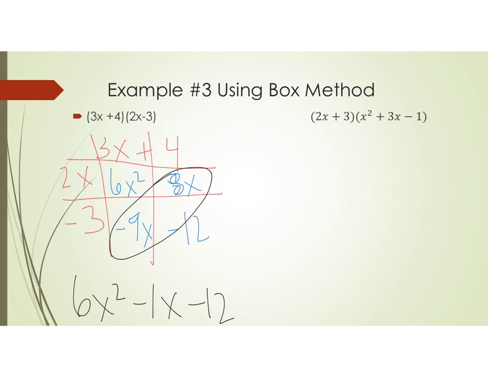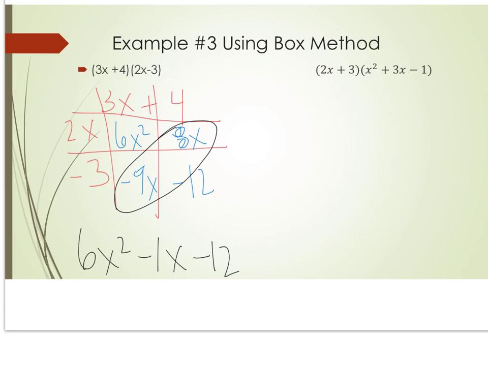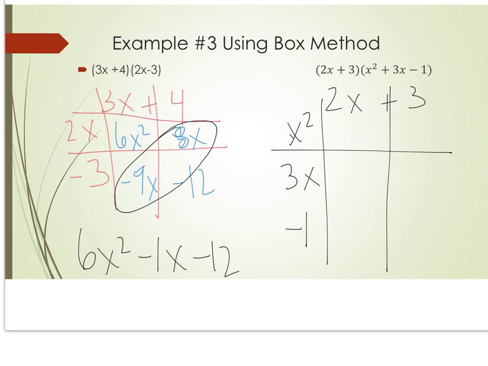Let's try using the box method with a larger polynomial. The box method is best for the larger numbers or bigger polynomials. We're going to start by drawing the boxes. So I'm going to put 2x plus 3 on the top. And down the side I'm going to list my 3 terms. X squared, 3x, and the negative 1. Again, take that negative with it. Let's make the boxes. This time I'm going to have to multiply 6 different times in these 6 boxes. Try to do the multiplying on your own. Check with me.